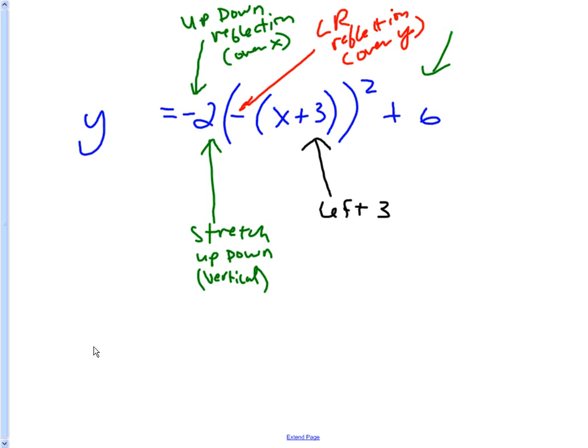And the last thing is, oh, what color haven't I used a lot of? Let's see, red. That's going to be up 6. We can trust the stuff on the outside. It seems like positive is up, so it's up 6. All right, that's crucial to understand all of the transformations. It's been transformed from the parent to that, and it's a whole bunch of points on the test, for one thing. All right, next thing is, what if I asked you to graph this without a graphing calculator?